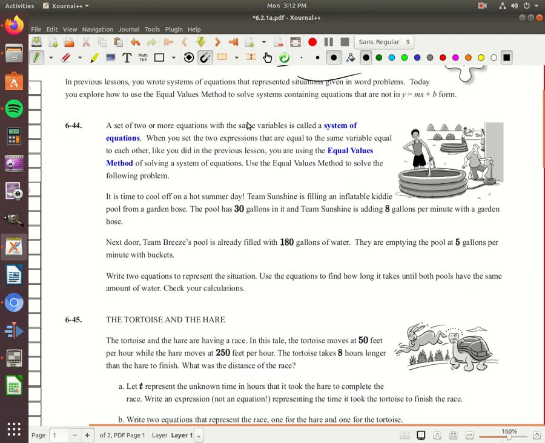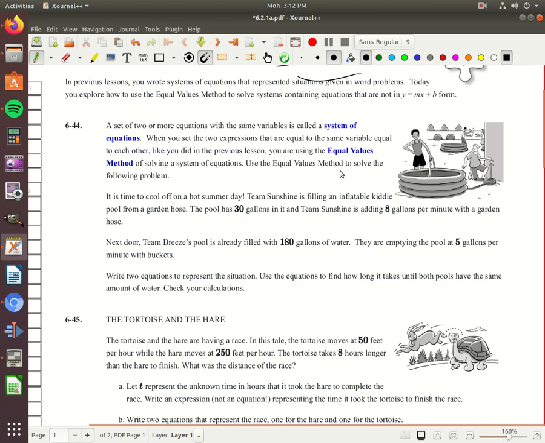So a set of two or more equations in the same variables is called a system of equations. When you set the two expressions that are equal to the same variable equal to each other, like you did in the previous lesson, you are using the equal values method for solving a system of equations.